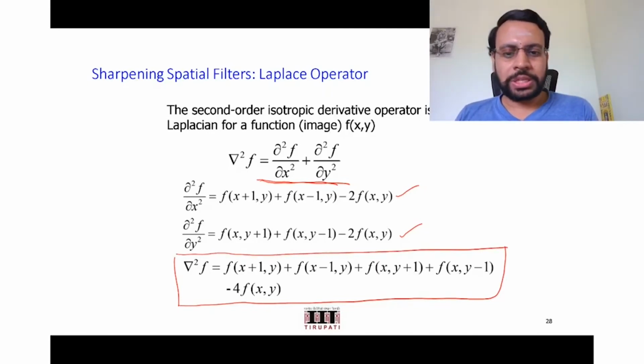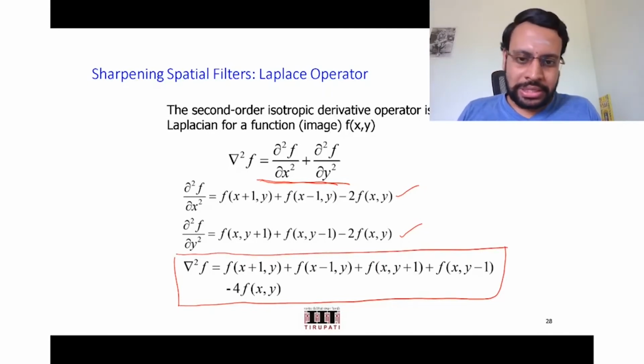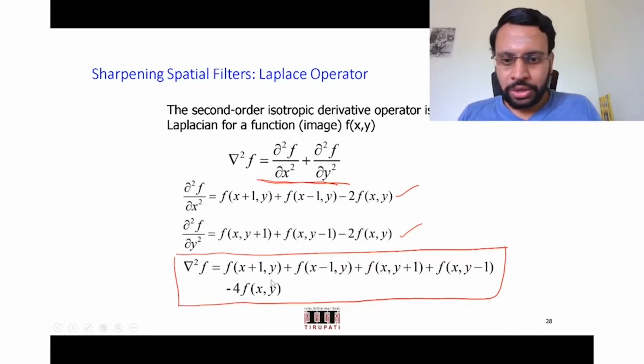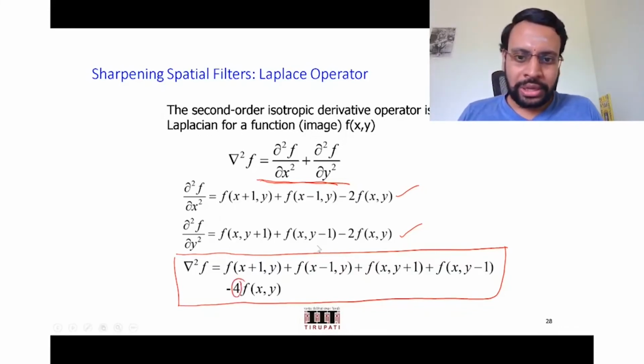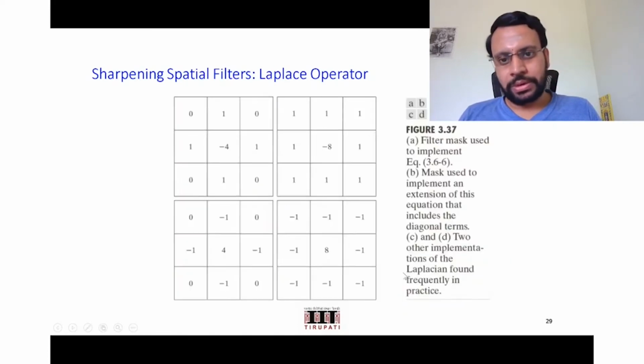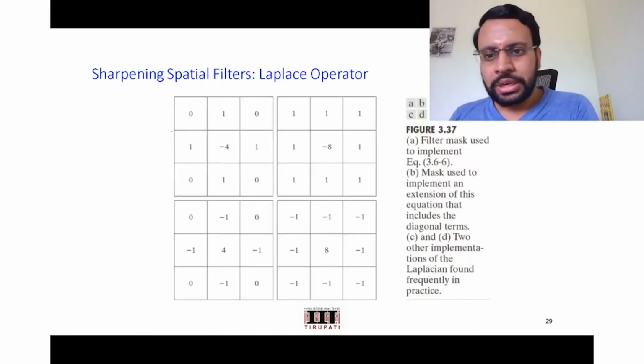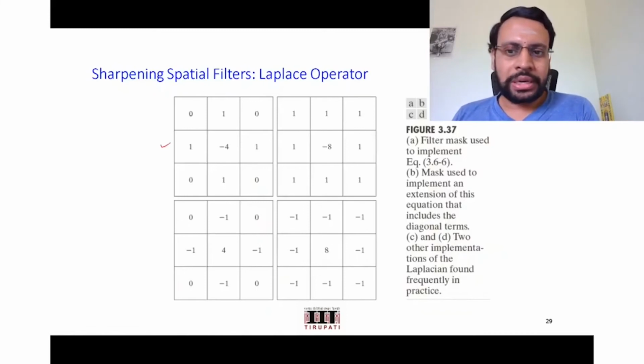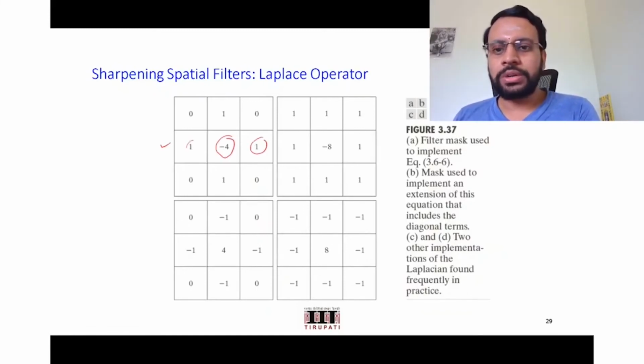So let's look at what this expression is here. Basically at the center you have -4, that's what you could see here, f(x,y). Then you have all these four terms put together: f(x+1,y), f(x-1,y), f(x,y+1), and f(x,y-1). If I write them as a kernel or a mask, I have -4 here, then 1 1 1 1 here.